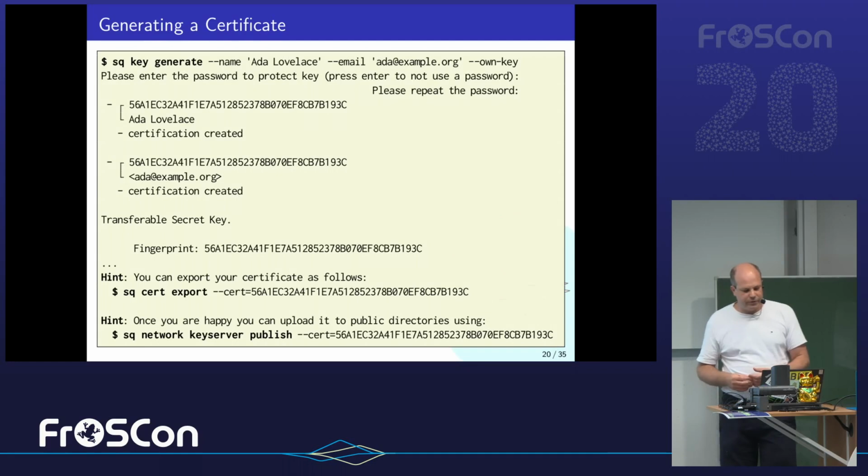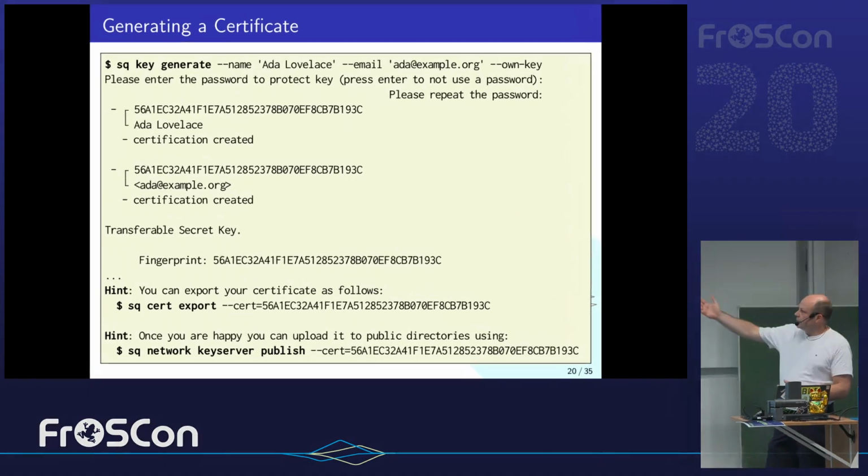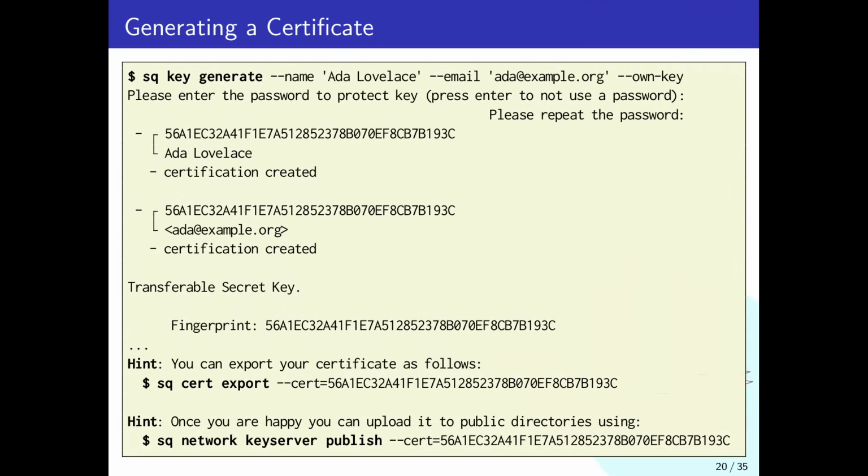So how do we generate a certificate? Here, we see the command sq key generate. We provide a name, we provide an email address, and we say that this is our own key. The other option is to say that this is a shared key. But this is our own key. So it's fully trusted. We see that the certification is created immediately between the certificate and the two different user IDs. Well, that's interesting. If you know OpenPGP, most people use one user ID for this. Why use two user IDs?